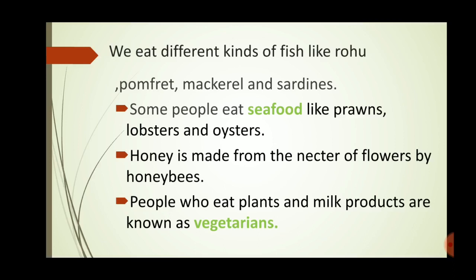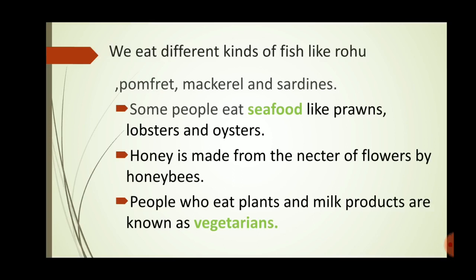Children, the people who live in coastal areas, it means beside the water body like river and sea, eat lots of seafood. Honey is made from the nectar of flowers by honeybees.